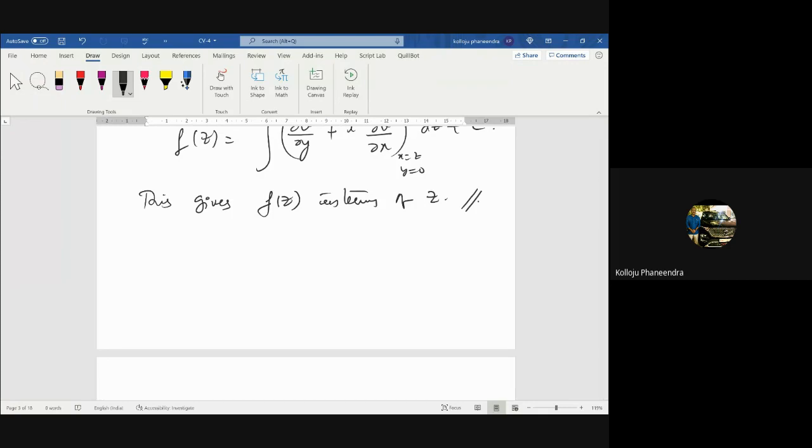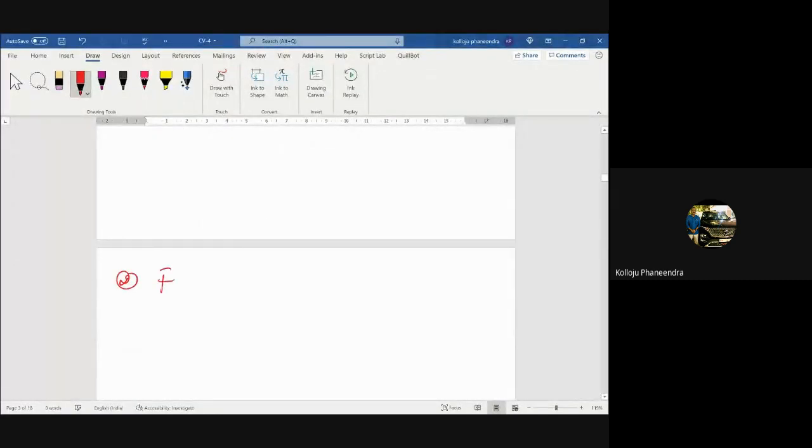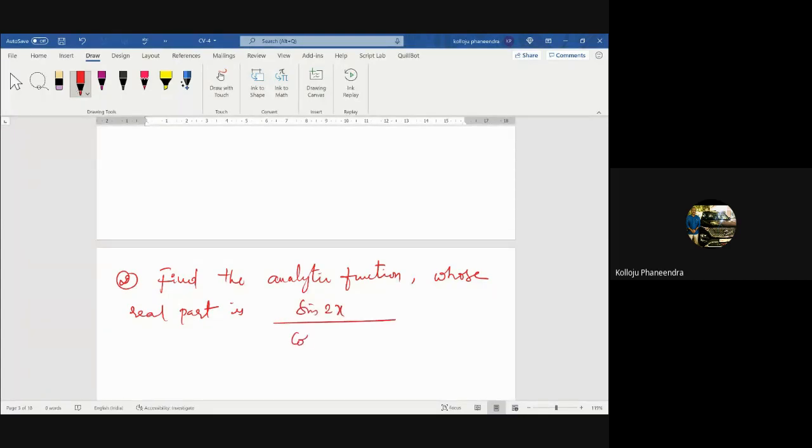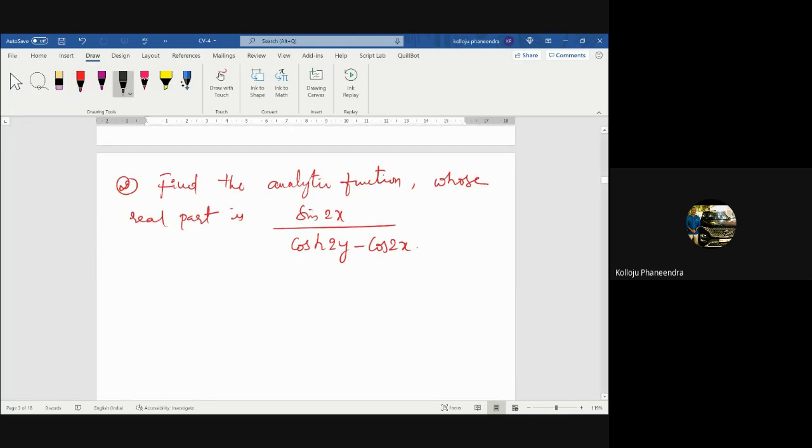Now let us see the problem. Find the analytic function whose real part is sine 2x whole by cosh 2y minus cosine 2x. Now, solution.